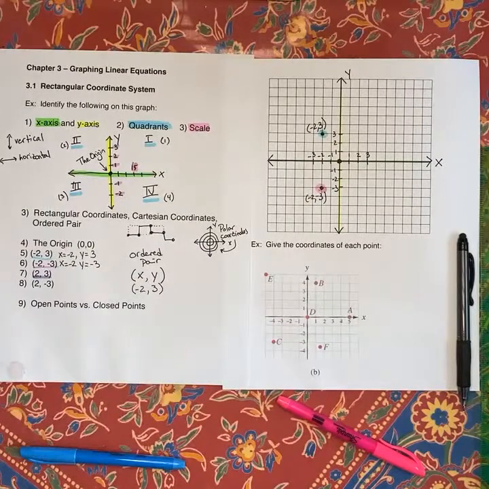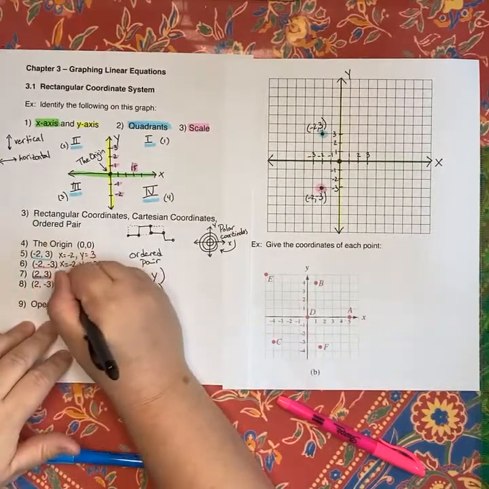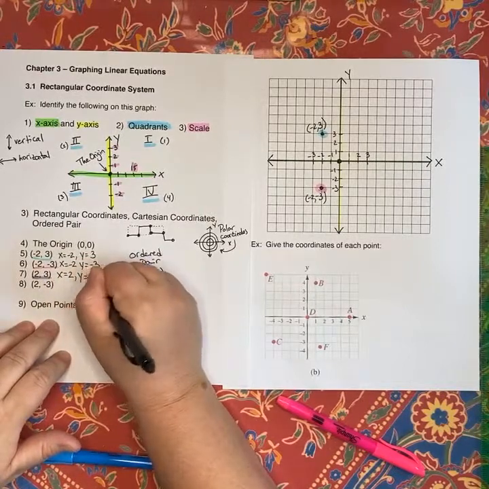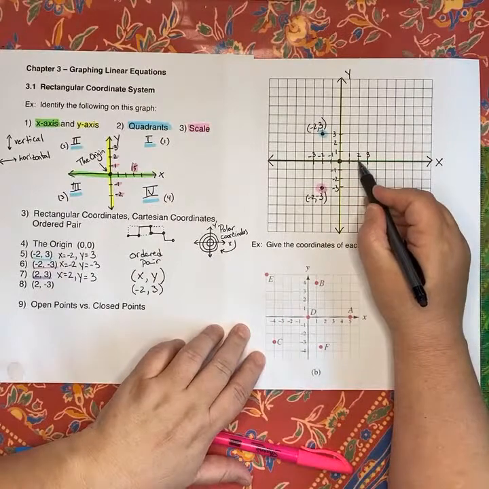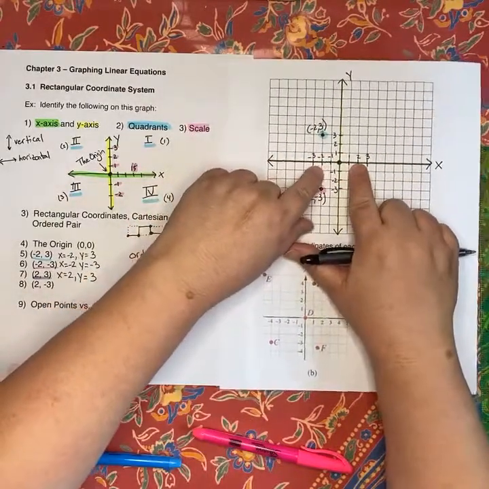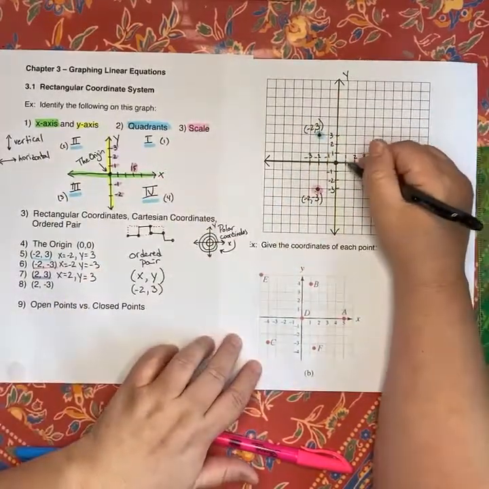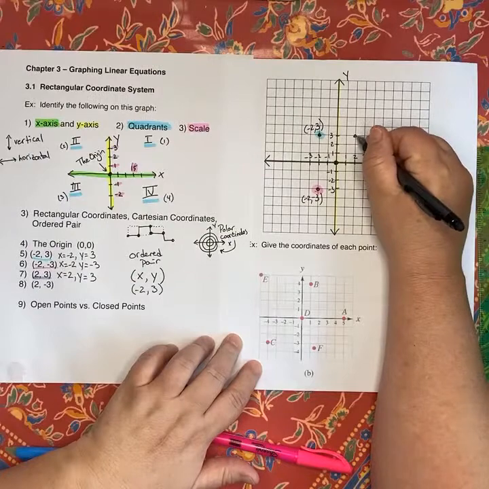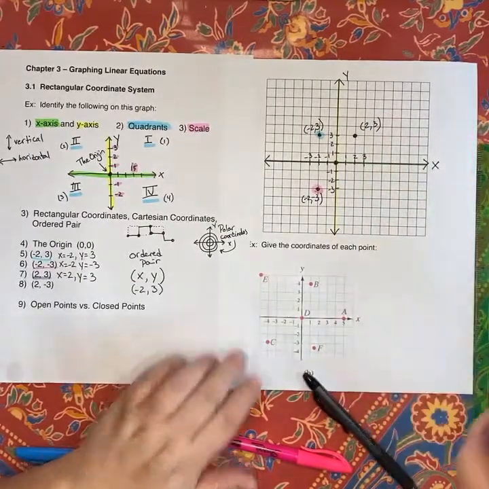Okay. I'm running out of colors. The next one is the 2, 3, or just 2, 3. X equals 2, y equals 3. Okay. I'm going to go over 1, 2, and then up 3. Or else I'm going to say x is 2 and y is 3 and find where they intersect. 1, 2, 1, 2, 3. There's 2, 3. There we go.